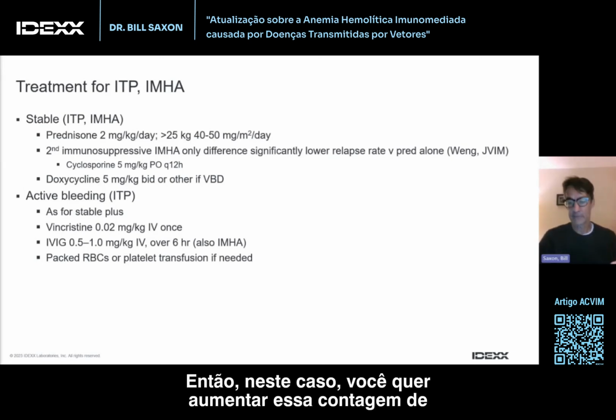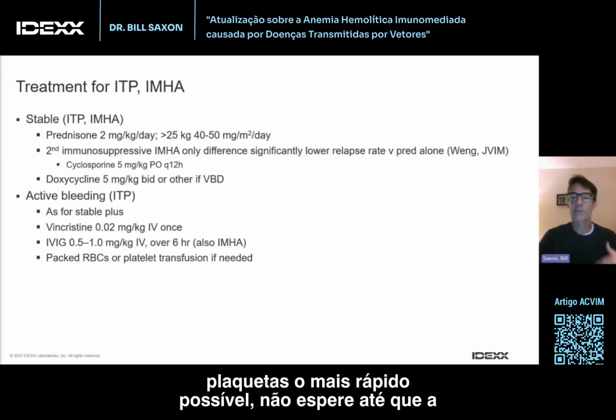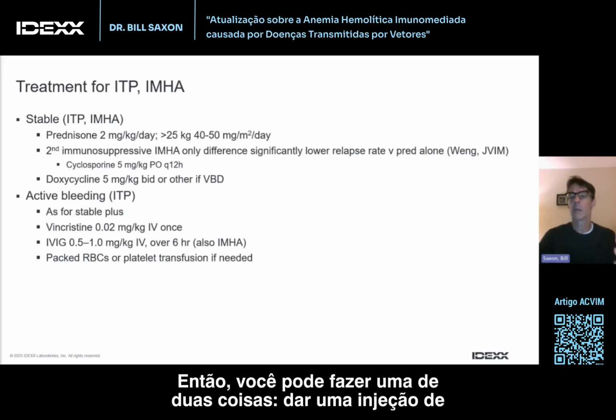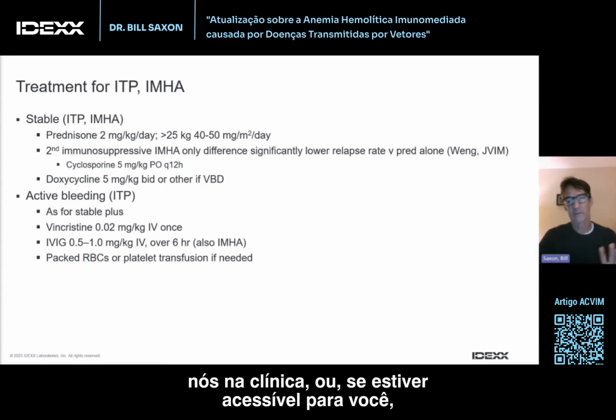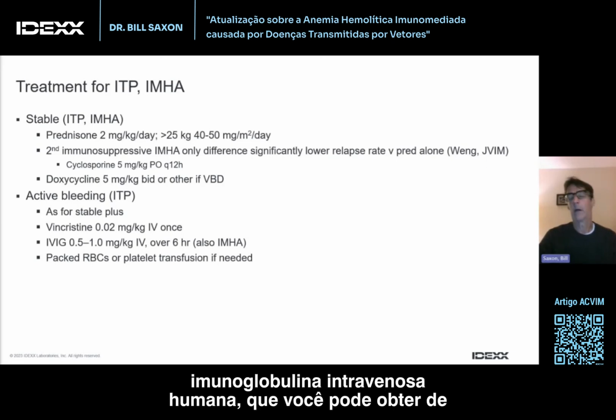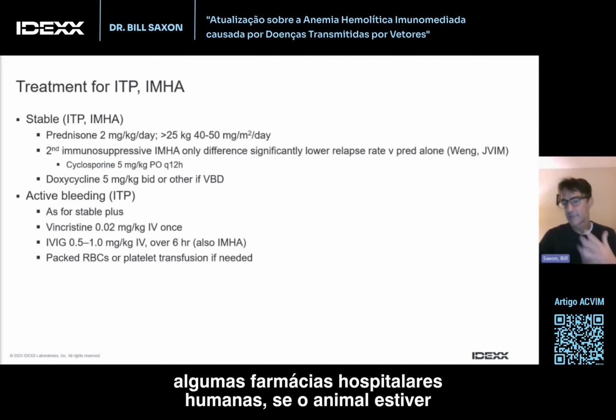So in this case, you want to get that platelet count up as quickly as possible, not wait for the prednisone to work. So you can do one of two things: give an injection of vincristine, which is what's mostly available to us in practice, or if it's accessible to you, human intravenous immunoglobulin. This you can get from some human hospital pharmacies.